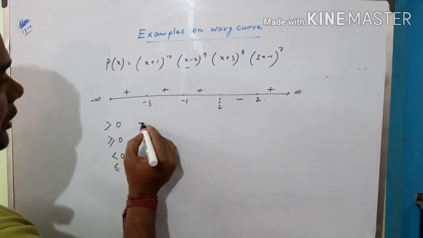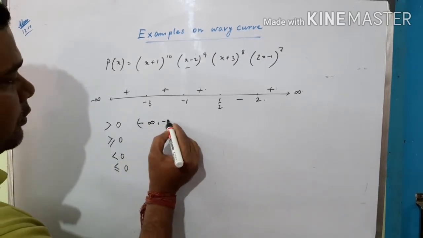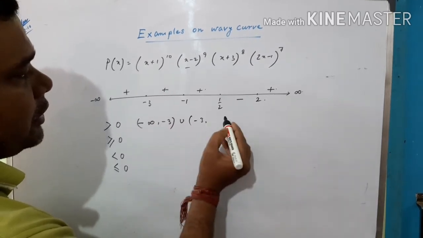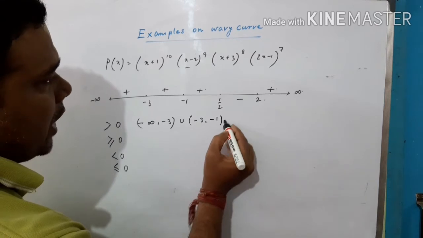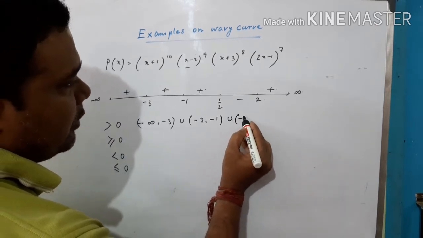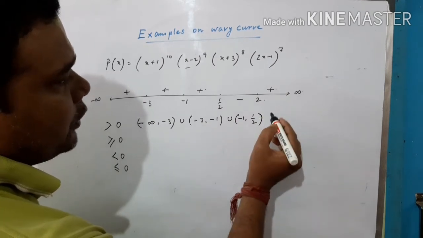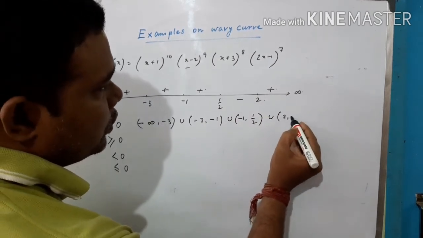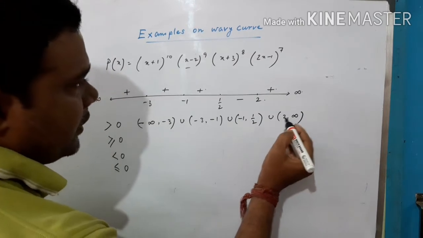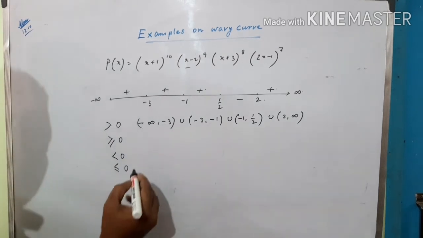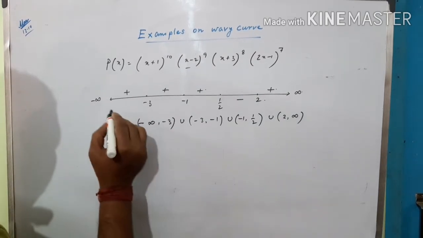So we write like this: minus infinity to minus 3, union minus 3 to minus 1, union minus 1 to half and union 2 to infinity. See that in every case the expression is greater than 0. Now we shall consider greater than or equal to 0.